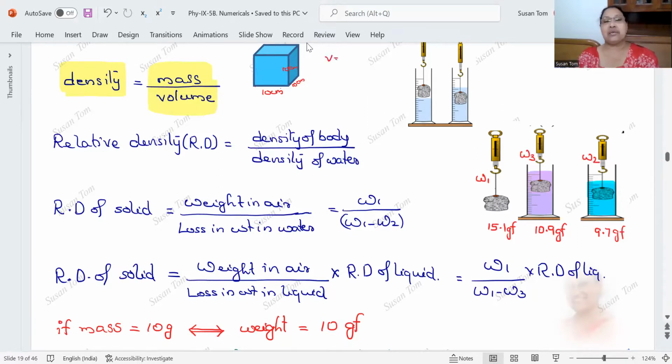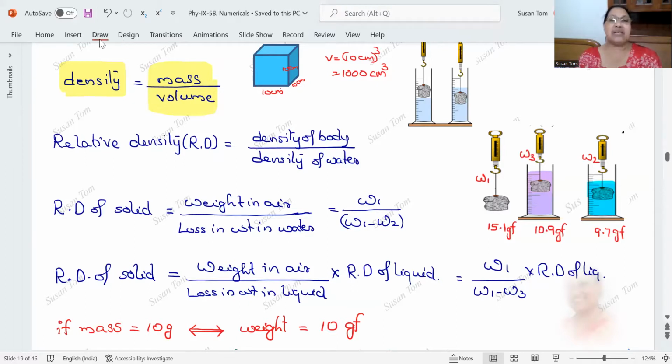Volume will be equal to length into breadth into height. Or we can say, if it is a cube, side cube basically. So that is 10 centimeter whole raised to 3, which means 10 cube is 1000 centimeter cube, cubic centimeter. So 1000 centimeter cube, its volume we can calculate this way.